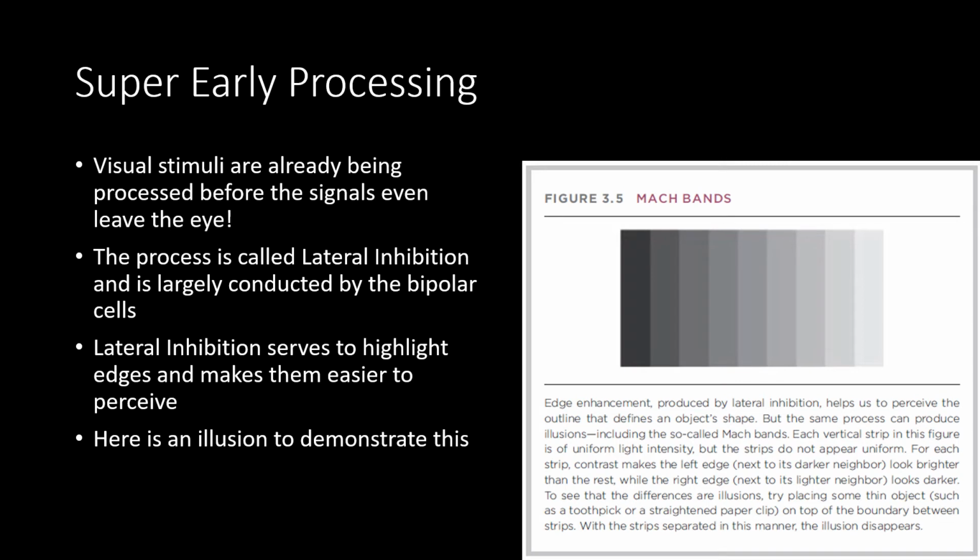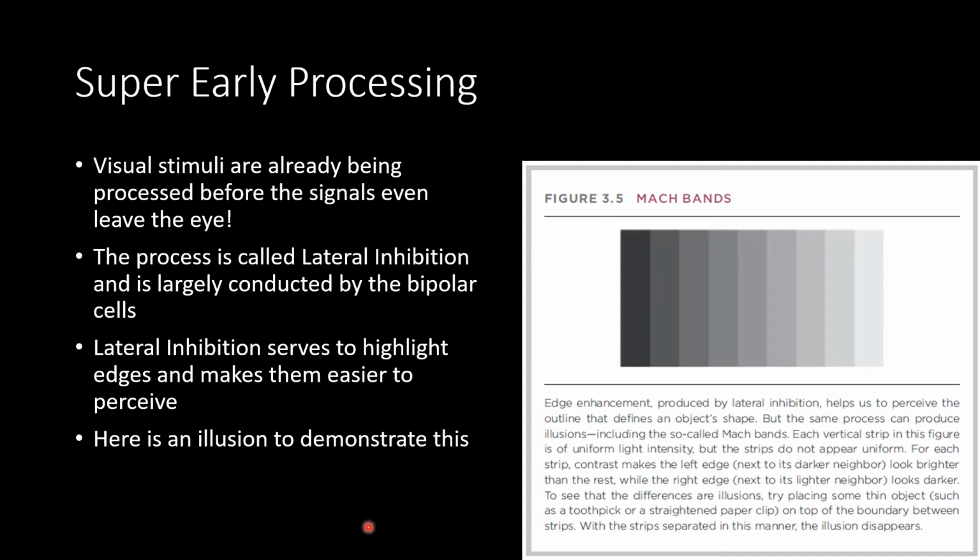Before going there though, it is important to note that the processing of visual stimuli actually occurs already in the eye itself, before any signals have even left the eye. This is referred to as lateral inhibition, which is this processing stage, and it's conducted largely by the bipolar cells. Lateral inhibition allows us to see edges more clearly. It basically highlights them and gives additional contrast.